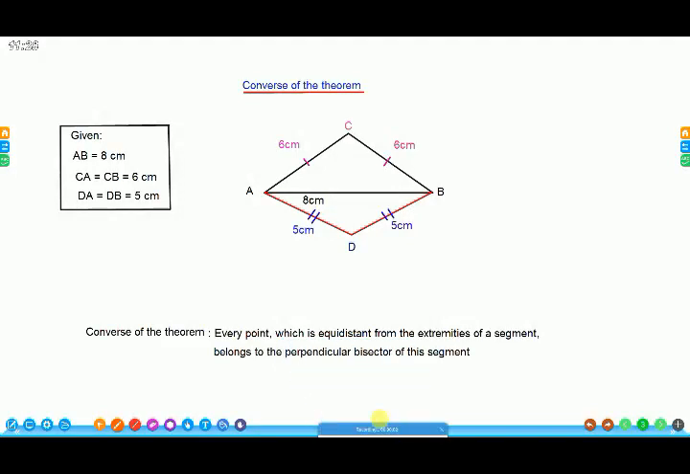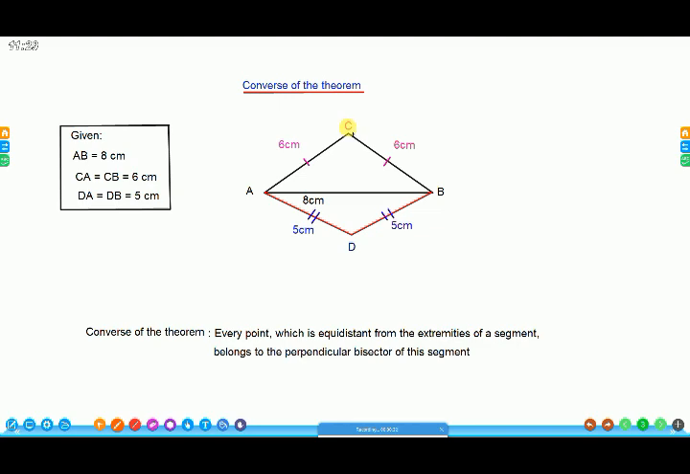Hello everyone, so let's continue now with the second part of the lesson, converse of the theorem of the perpendicular bisector of a segment. So let's read the given information. AB equals 8 centimeters. So we have a segment AB of length 8 centimeters. We have 2 points C and A such that CA equals CB. The distance from point C to point A is the same as the distance from point C to point B.